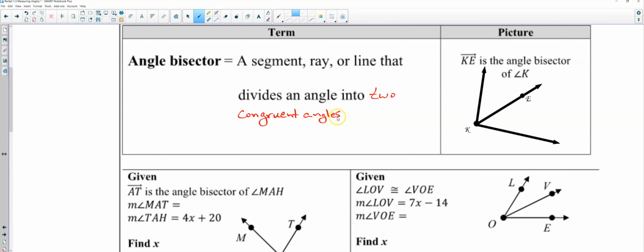In other words, it cuts it in half. That means that is an angle bisector. In other words, ray KE is the angle bisector of angle K. So we're calling this one angle K, and we drew the ray KE, which cuts the angle in half. So that makes this one right here congruent to this one right here. So if it's the angle bisector, then these two halves are equal in measurement to each other, okay? So let's go over some examples.